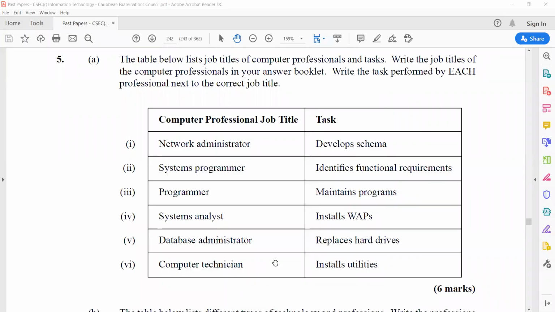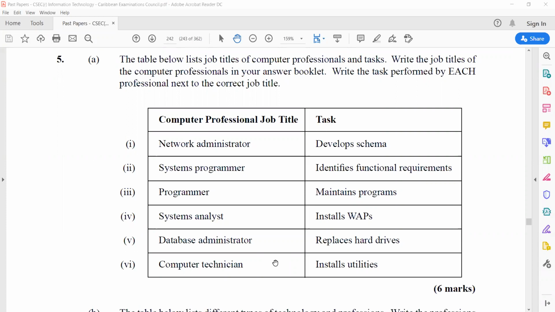Okay, so we have the network administrator, and we said that they would be responsible for installing the WAPs, or the wireless access points, right? Next, we have systems programmer. Then there's a programmer, systems analyst, database administrator, and computer technician. And the remaining tasks are develop schema, identifies functional requirements, maintains programs, replace hard drives, and installs utilities.